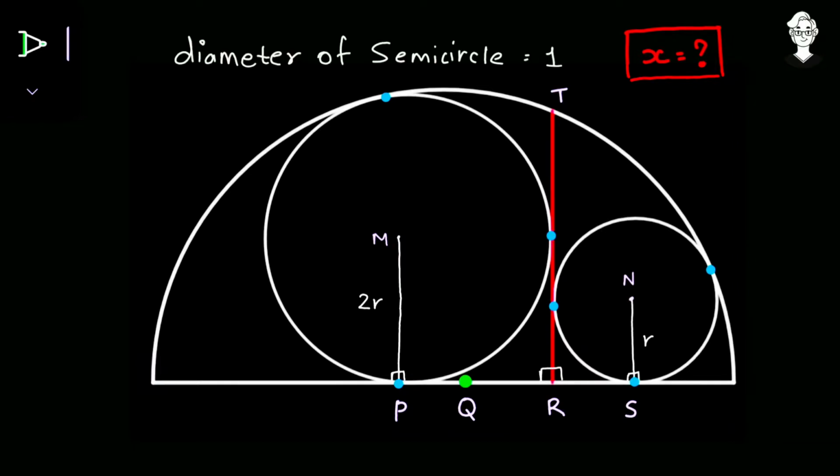The diameter of this semicircle is equal to 1, the radius of this smallest circle is equal to r, and the radius of this bigger circle is equal to 2 times r, means it's double the radius of the smaller one. All you have to do is find the length of this red line segment, that is TR, and as a variable we mark it as x. So let us see the solution.